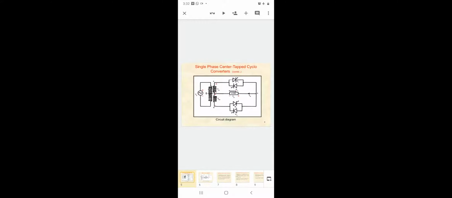After this, the continuous cycle is repeated. Only one point is there: at the zero point, during the positive half cycle, P1 and N2 are forward biased. During the negative half cycle, P2 and N1 are forward biased.